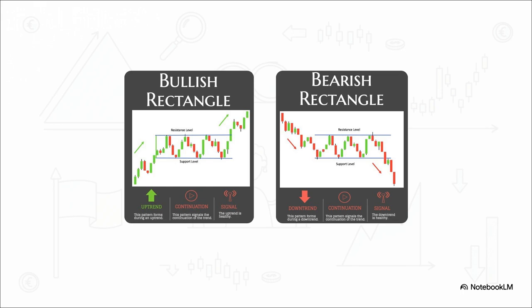And finally, in our continuation toolkit, we have the rectangles. The bullish and bearish rectangles perfectly illustrate what a temporary sideways movement looks like when the price is just trapped. It bounces back and forth between perfectly parallel support and resistance levels. It can't break higher, it can't break lower, at least not until the consolidation finishes.